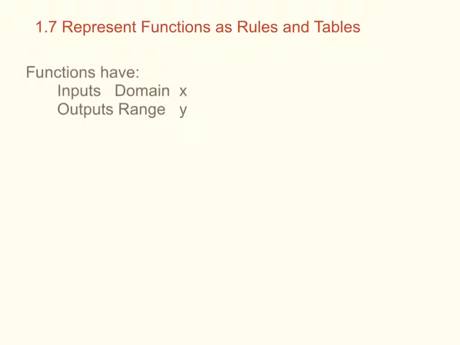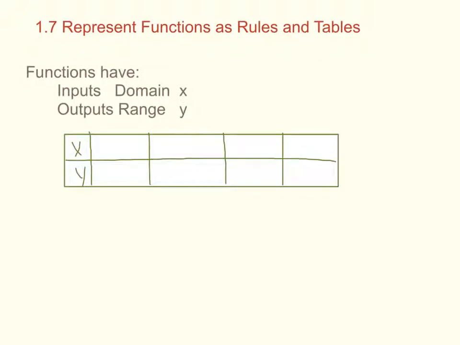So the first thing that we're going to do is look at this table. In it, we have 0, 1, 2, and 4 as our x values. We have 5, 2, 2, and 1 as our y values. What we want to do is identify what the domain is and what the range is.